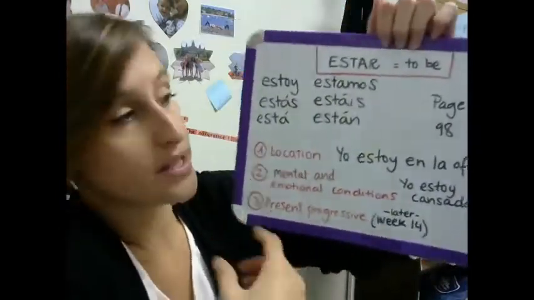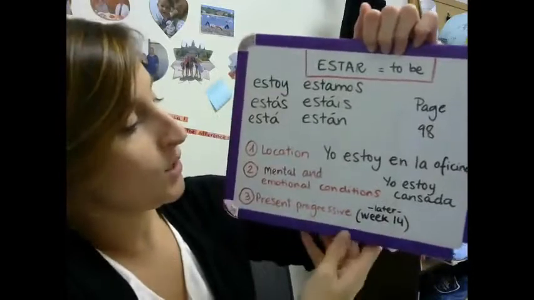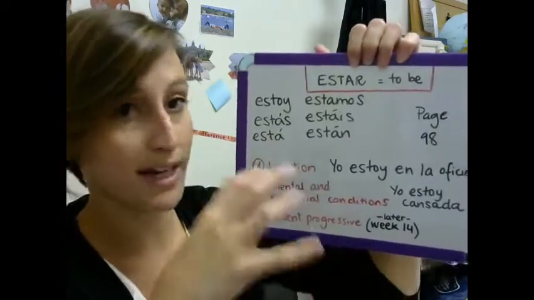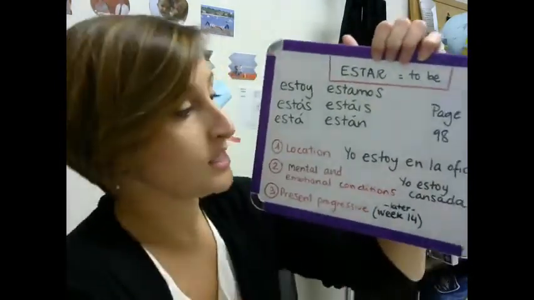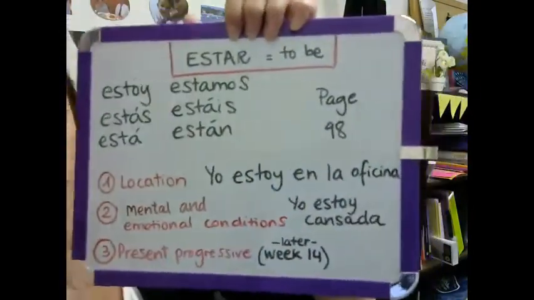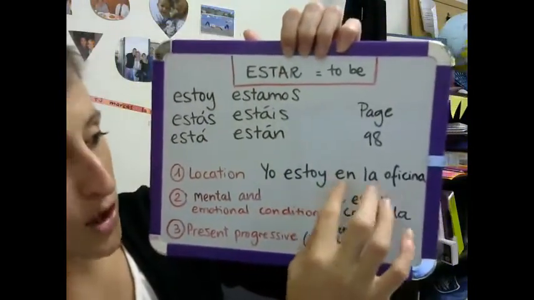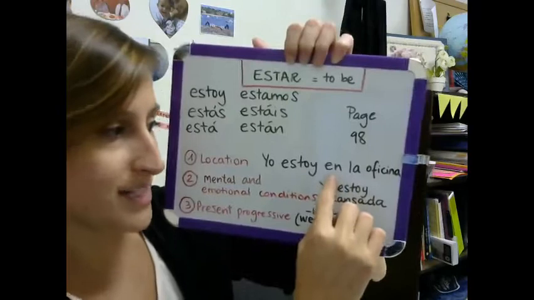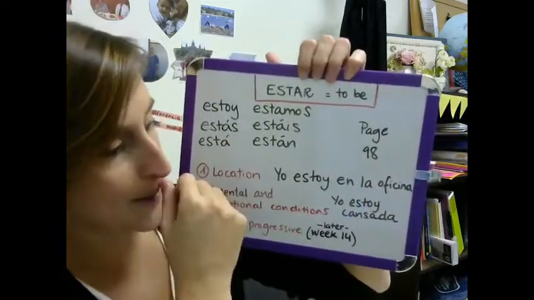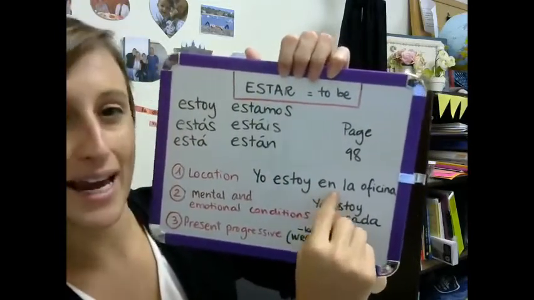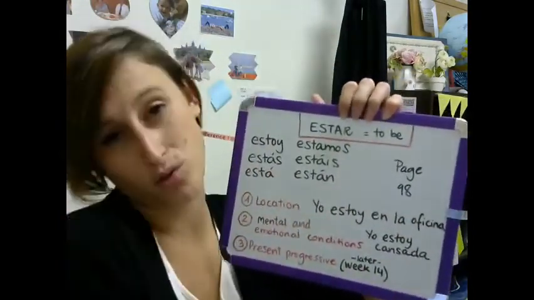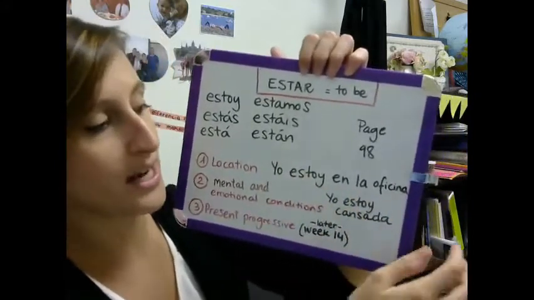And then when do we use estar? We use it when we need to talk about location, where something or someone is located. If I say, yo estoy en la oficina, I am at the office. Almost always when we mention the place where someone or something is, we're going to use the preposition en, which in English would translate as "at" most of the times. So, yo estoy en la oficina, I'm at the office.